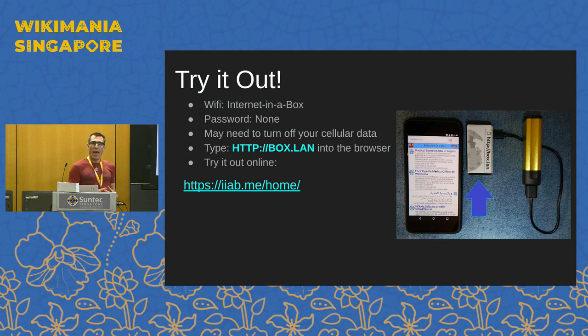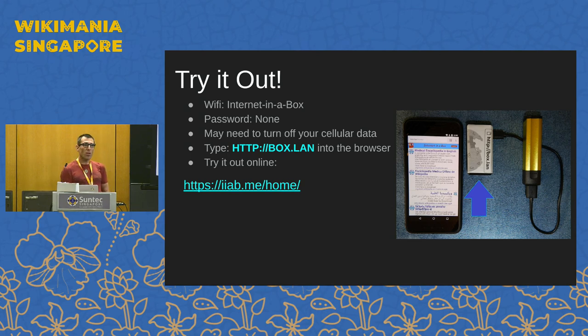With some people's phones, a captive portal will pop up, and that will bring you to the home page of Internet in a Box. On other phones, you need to open your browser and type in http://box.lan. We've written that on all the boxes that we distribute, just to help people get to that starting point. Make sure there's no S. The S stands for security. That requires online access to get an HTTPS site working. So all we've managed to do to get around that is just use HTTP.